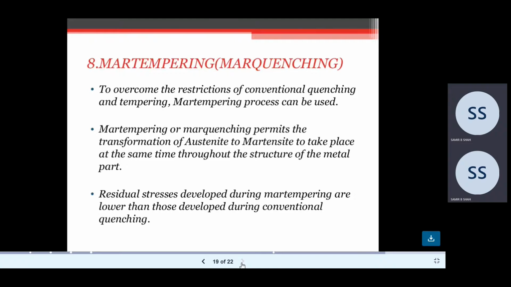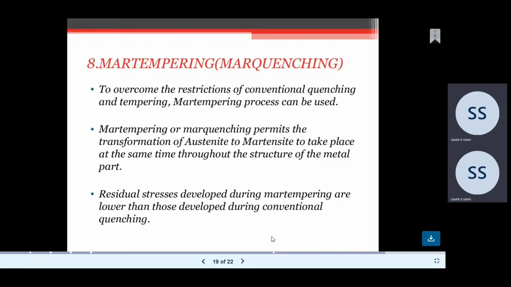Martempering, which may also be known as marquenching, overcomes the restrictions of conventional quenching and tempering. Martempering permits the transformation of austenite to martensite to take place at the same time throughout the structure of the metal part. Residual stresses developed during martempering are lower than those developed during conventional quenching.